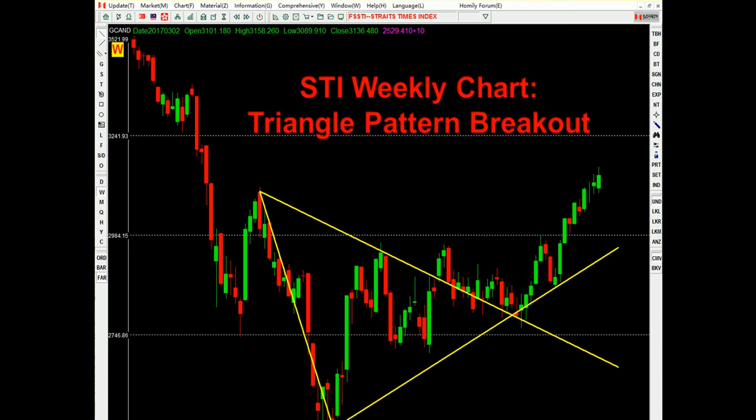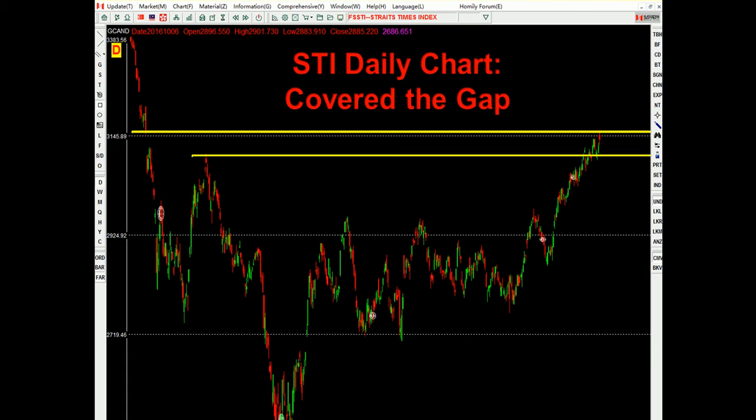Even if you see the market had some correction, for the medium-term trend it's still up. Let's see the STI daily chart. On the daily chart, I draw two lines. Why do I draw these two lines?